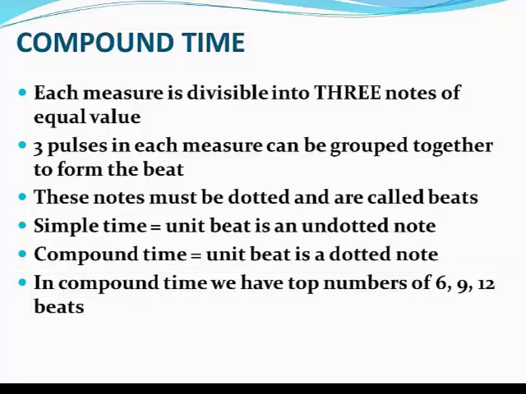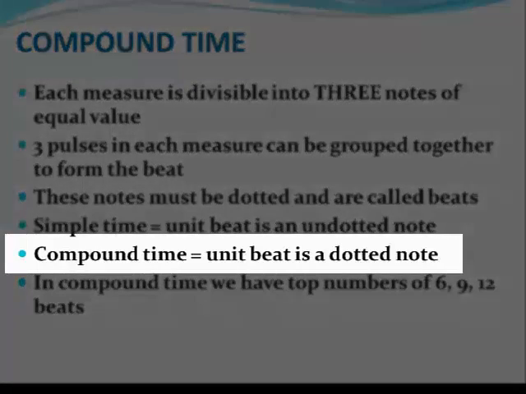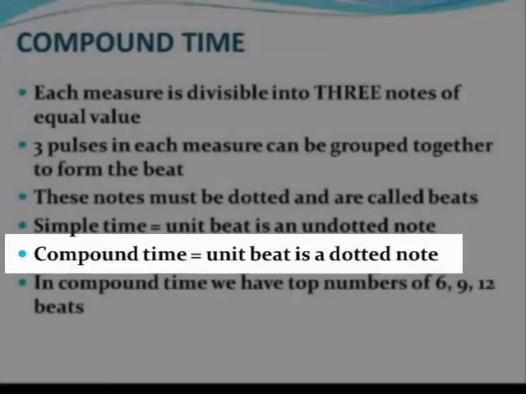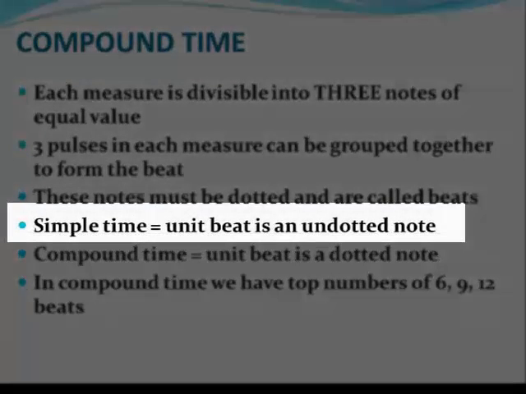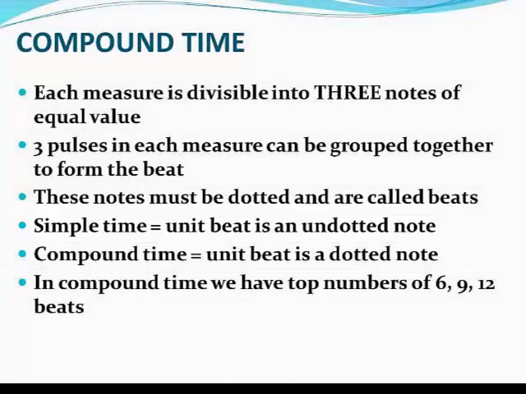Another way of looking at it is that the 3 pulses can be grouped together into a dotted note. That dotted note gives us the unit beat. In compound time, the unit beat is always dotted. In simple time, the unit beat is always a non-dotted note, and in compound time, the unit beat is always a dotted note.